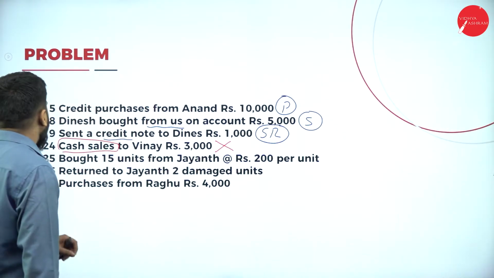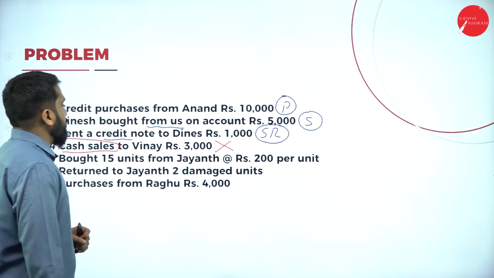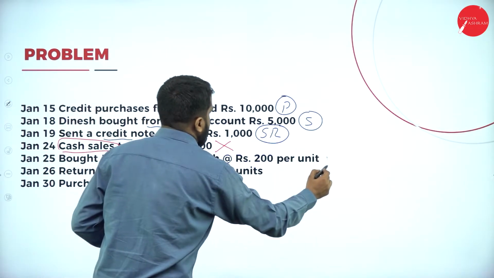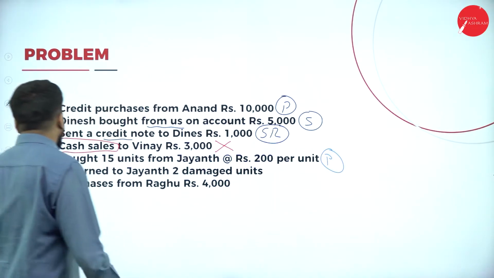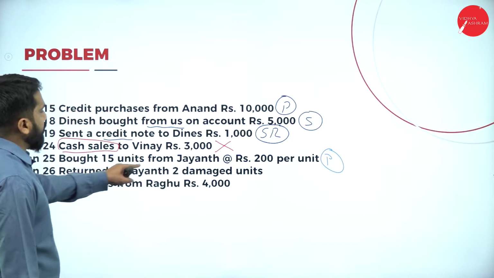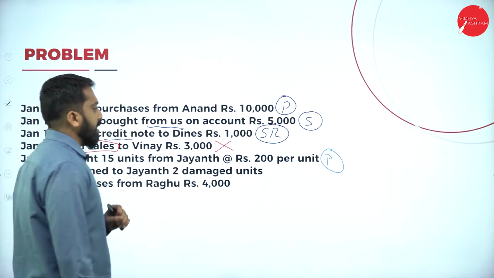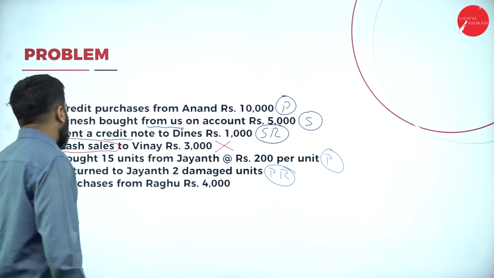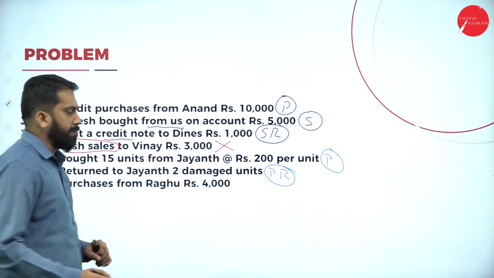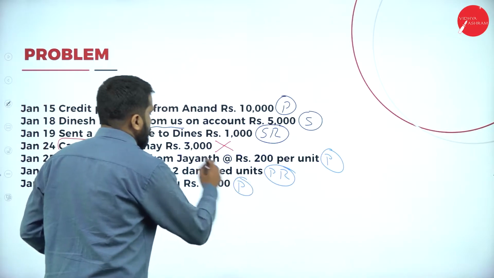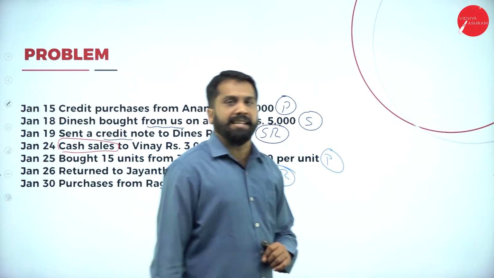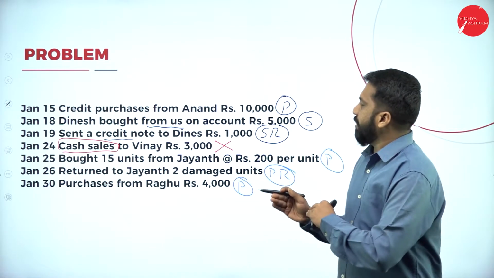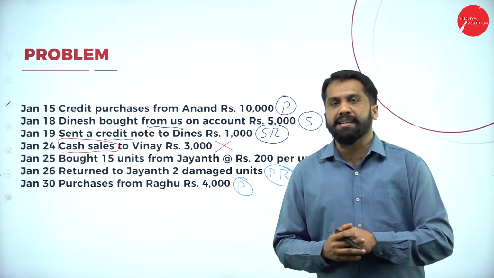Now, it is done. Bought 15 units from Jayant. So, it is purchase. Next, return to Jayant. So, Jayant it is purchase means it must be purchase return. Last one, purchase from Raghu. Simple, it is purchase. Up to this, any doubt? Hope you understood how to classify whether it is a purchase or whether it is a sales.